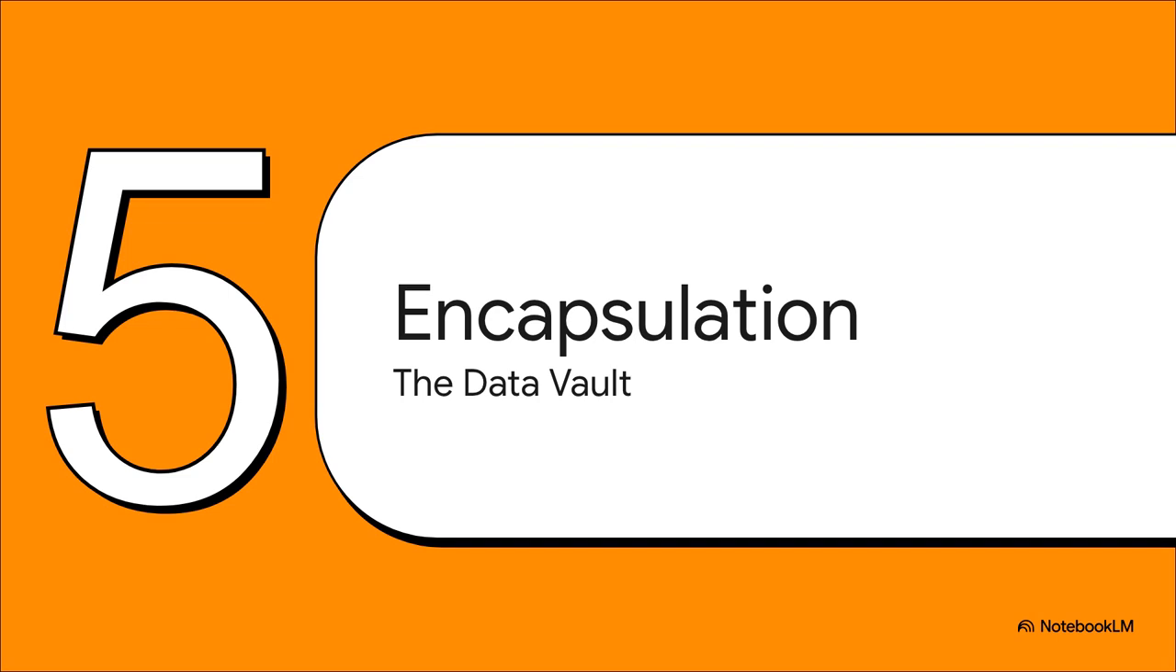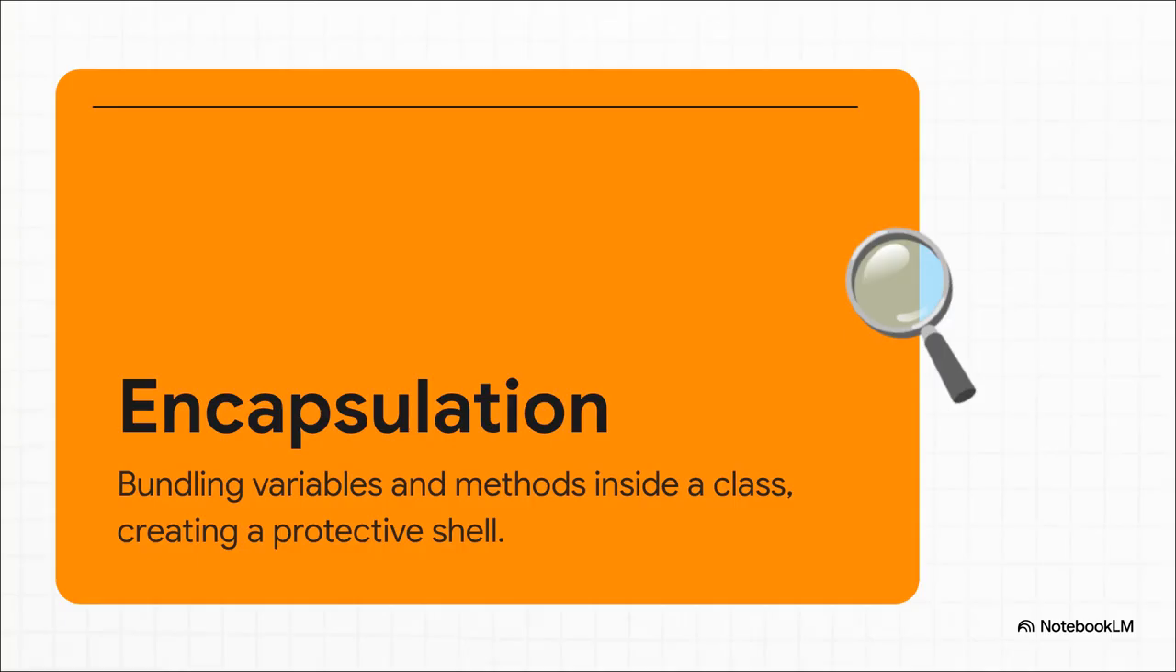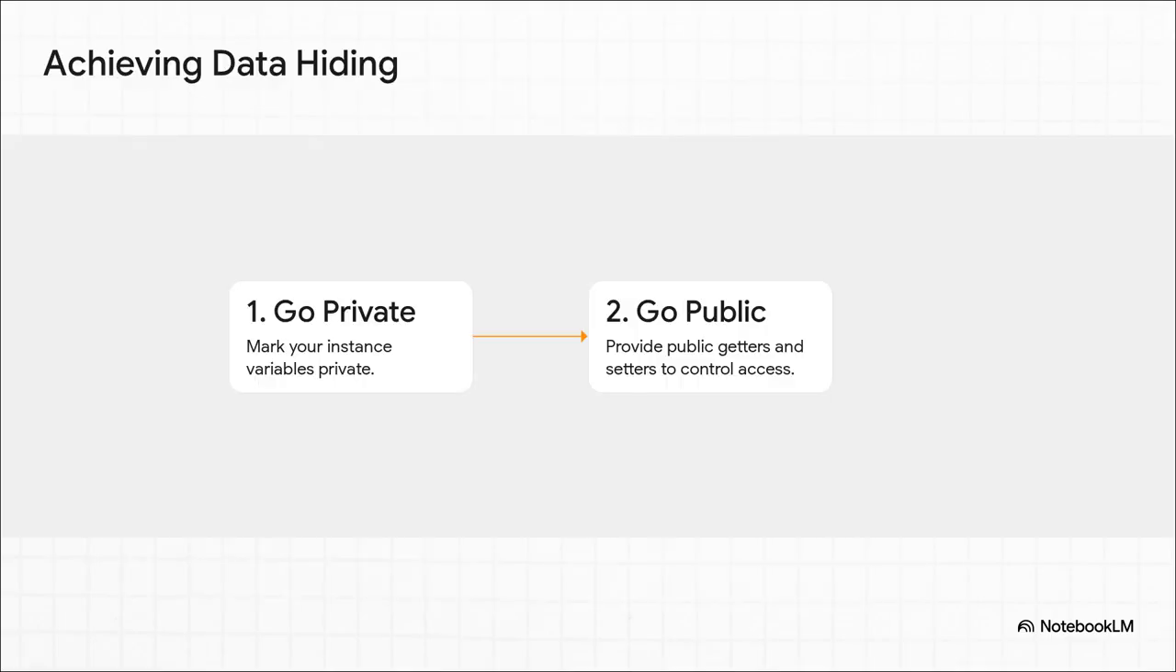You can think of it like building a protective vault around your class's most important information. So what is encapsulation? Really, at its heart, it's all about bundling the data, like our weight variable, and the methods that work on that data, like an eat method, together into a single self-contained unit. The class itself becomes a protective shell. And we do this, what's often called data hiding, with a pretty simple two-step process. First, we stop giving everyone direct access by marking our variables as private. Then second, we provide controlled access through special public methods, often called getters and setters, that act as the official gatekeepers to that data.